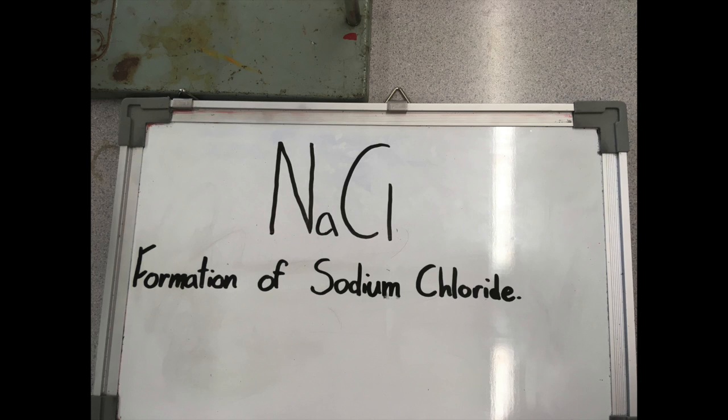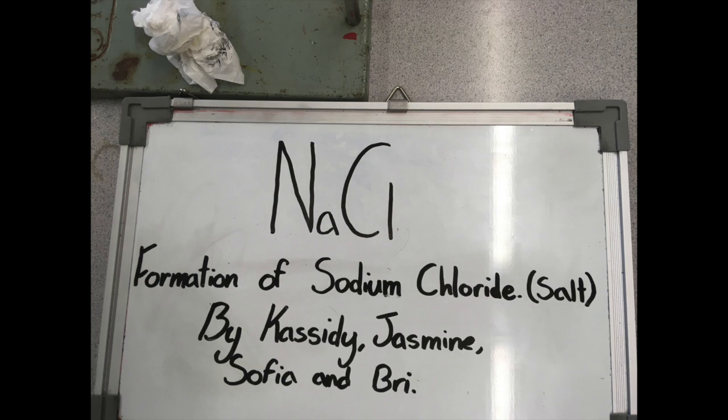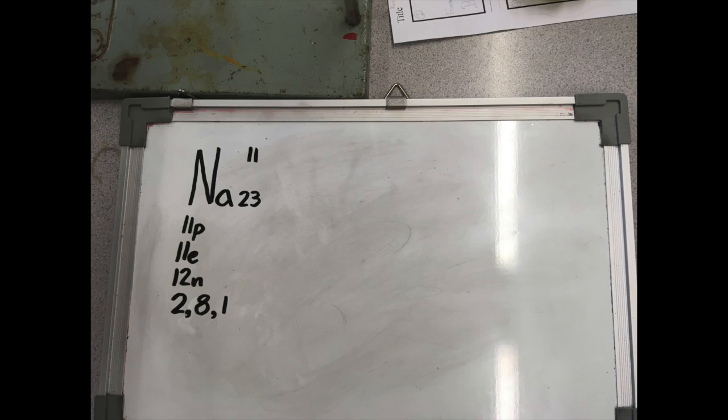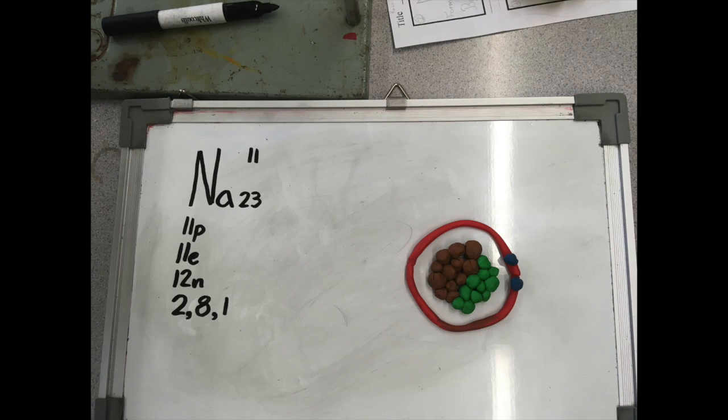Sodium chloride, also known as salt, is a compound of the atoms sodium and chlorine. Let's take a closer look at the atoms. Sodium has 11 protons, 11 electrons, and 12 neutrons.